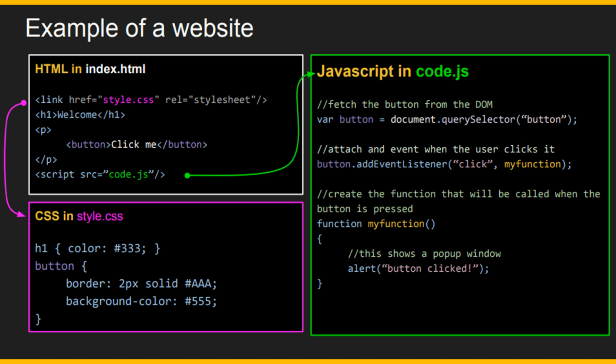We define our function. Like here we create the function that will be called when the button is pressed. So function myFunction, that's how you define a function in JavaScript. Opening curly brace, alert button clicked. So this will show a pop-up window. We're going to practice this. Great, so this is just an example of a full page website. We have the HTML on its own, the CSS on its own, and JavaScript on its own, all 3 of them in the same folder.